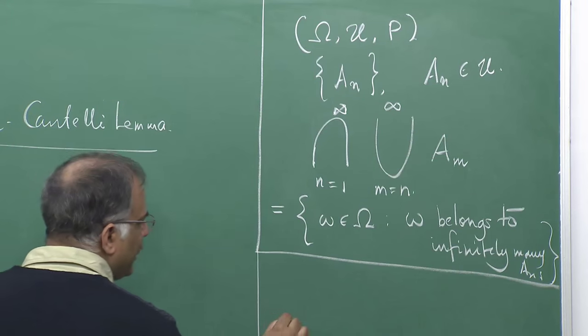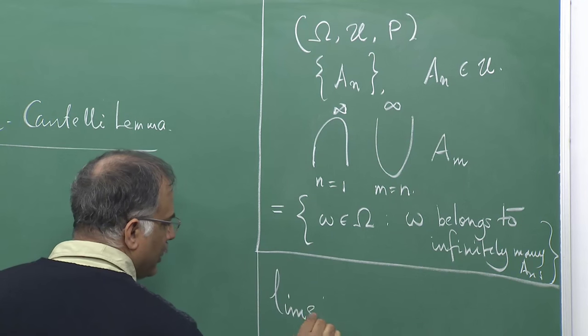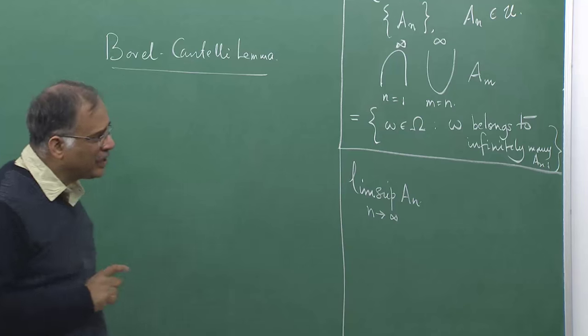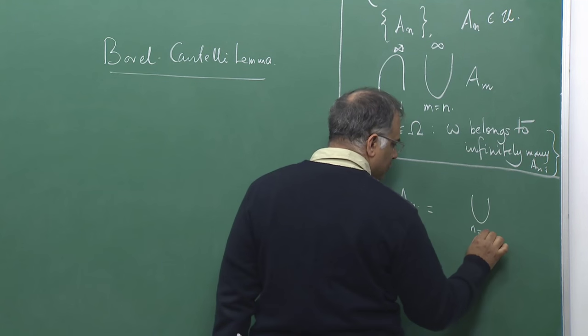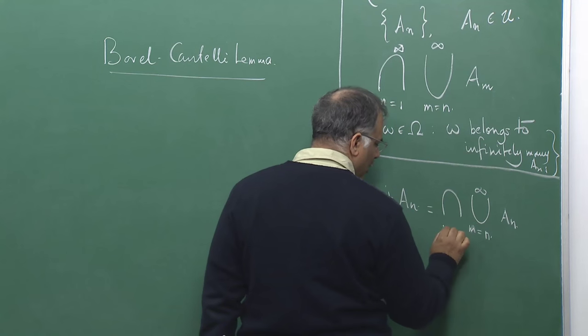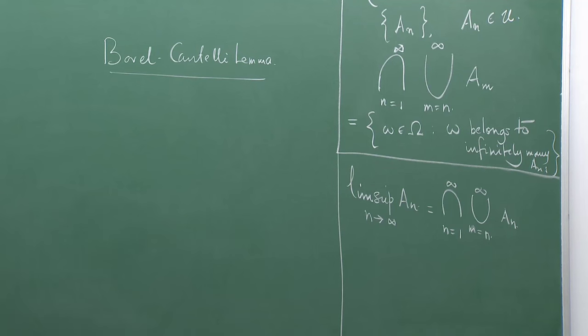This set is also sometimes written as, because it satisfies the type of things that we do with actual sequences of real numbers. It looks almost similar to that. I will allow you to ponder over what I am writing here, whether it makes sense intuitively to call it a lim sup of An. So, we also call it this.